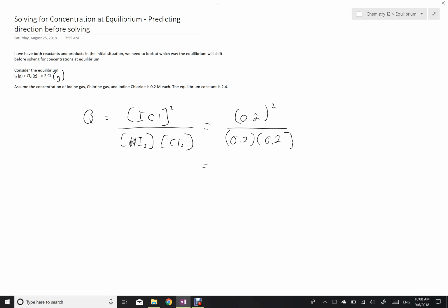My Q at current conditions worked out to be 1. So Q is less than my K value, which I set at 2.4. So what that means, if I remember that I'm dealing with products over reactants, since I'm too low, I'm going to need less reactants and more products, or this is going to favor the forward reaction.